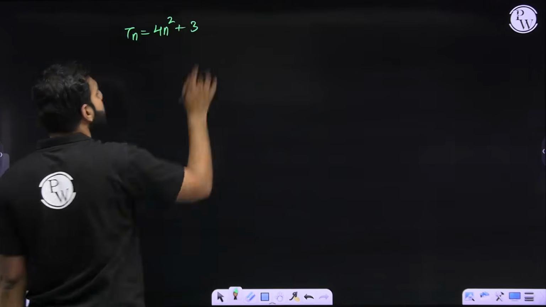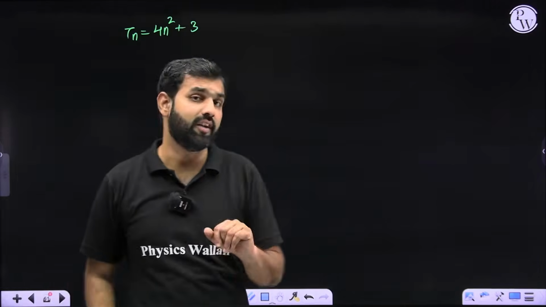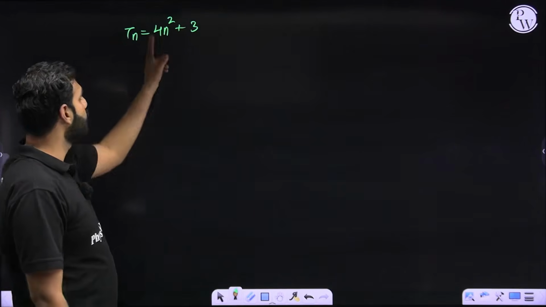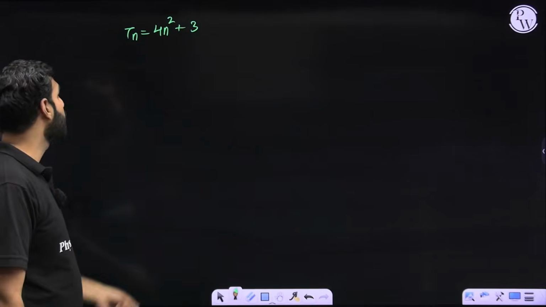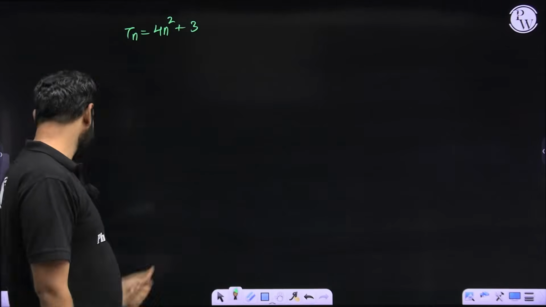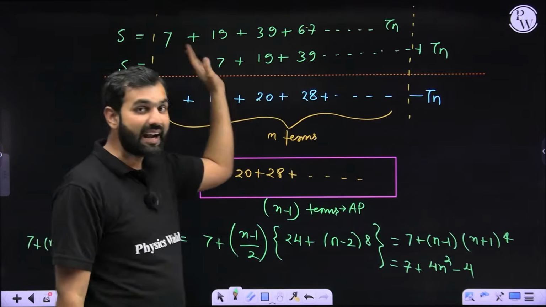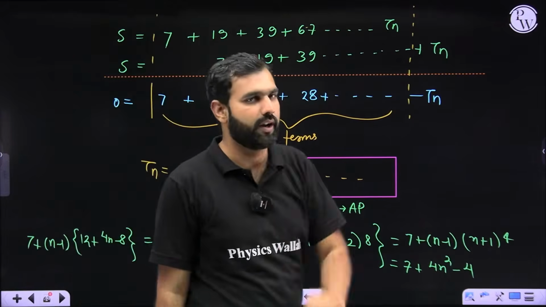The best part here is that you had the sequence, so you can verify it. Let's replace n by 1. So 4 plus 3 is 7. I have a 7. Let's replace n by 2. So 4 into 4, 16 plus 3, that is 19. We have 19. So that is generalized. The nth term is generalized.